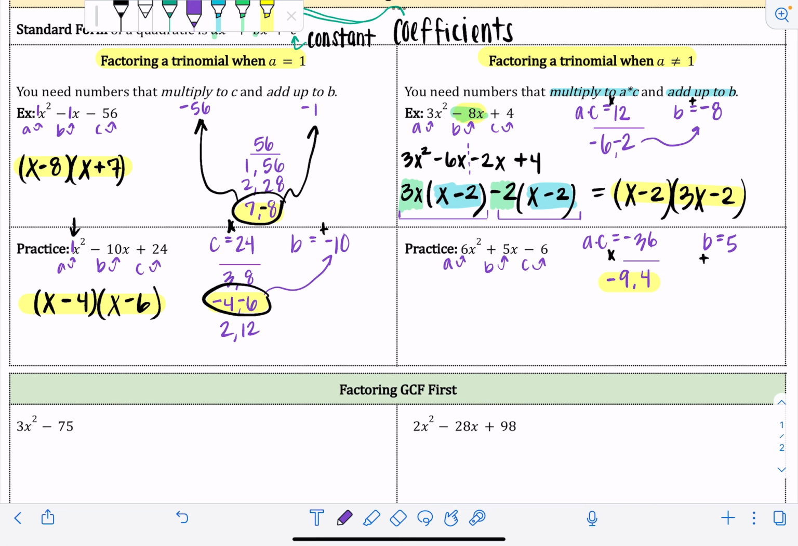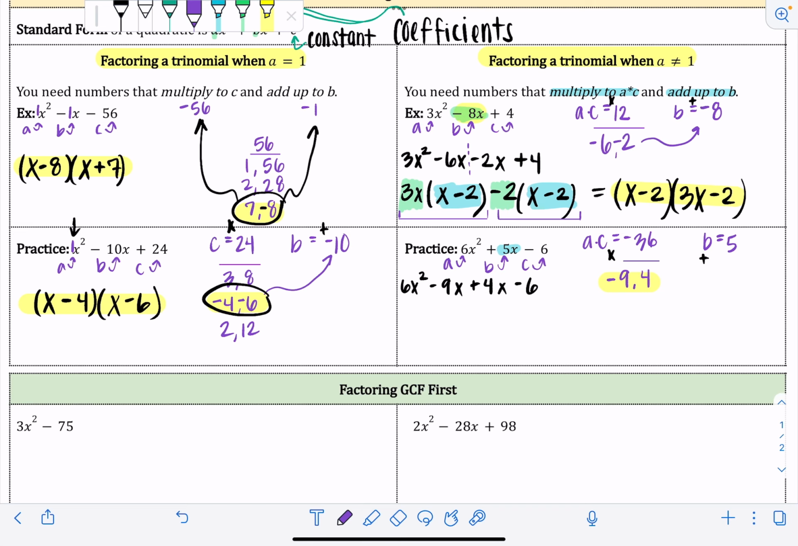So that's what I'm going to break down my 5x into. Every other part of the problem stays the same. So I'll do 6x squared, and then minus 9x plus 4x minus 6. And in this order, if you did plus 4x minus 9x, if you switched these, that would be fine. The problem would work out the same way.